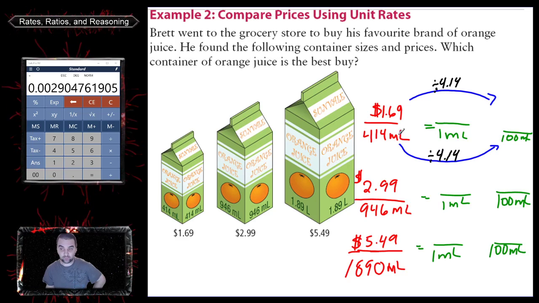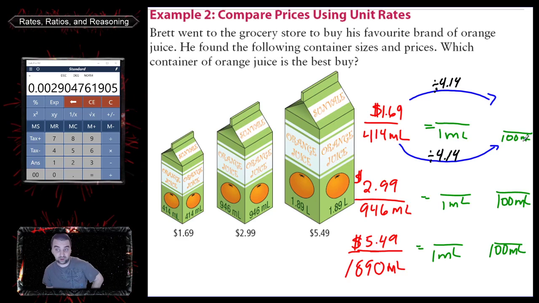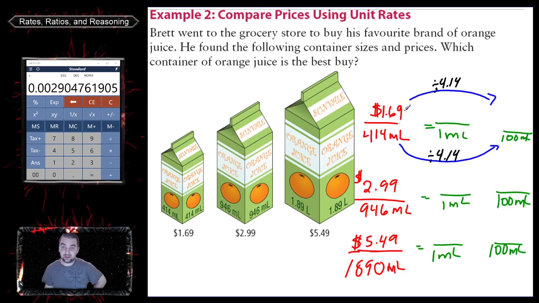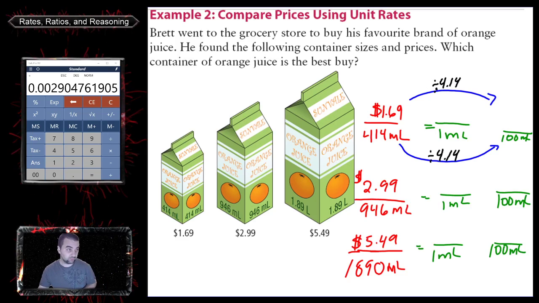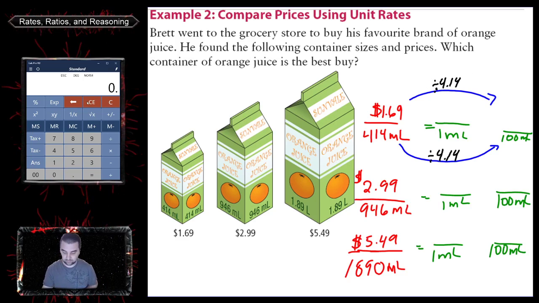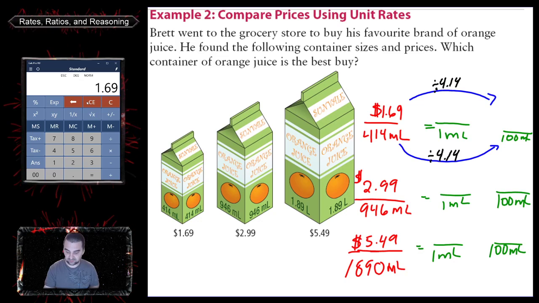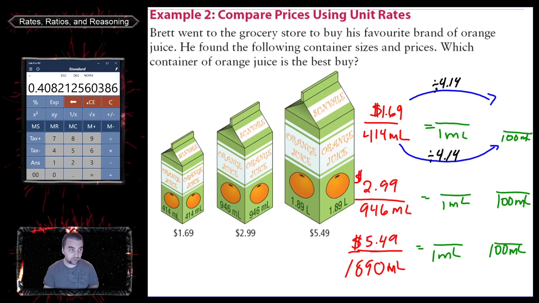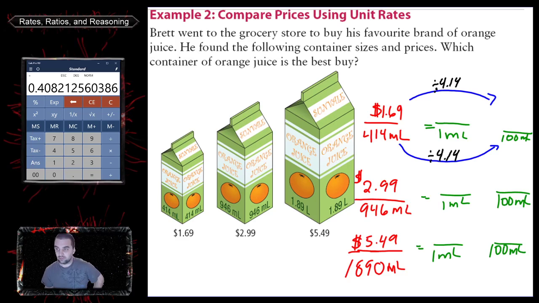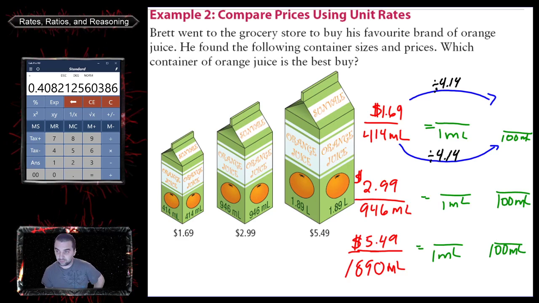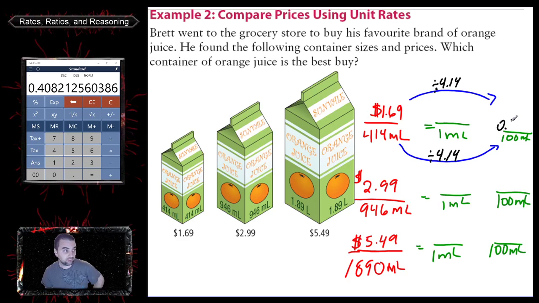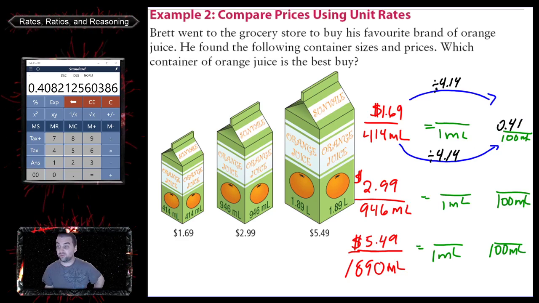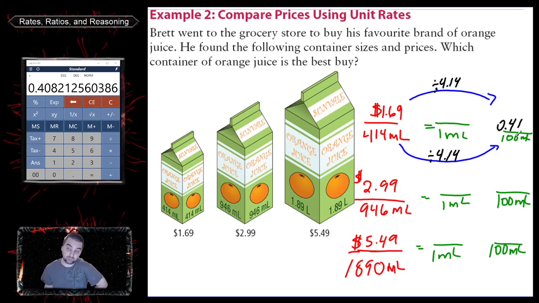So I don't have to worry about that. It's always going to just be 100. And if I divide 1.69 divided by 4.14, I don't know what that is. Let's find out. 1.69 divided by 4.14 is, oh, that's much better. 0.41. So 41 cents for every 100 milliliters.